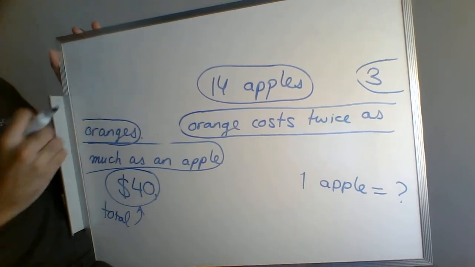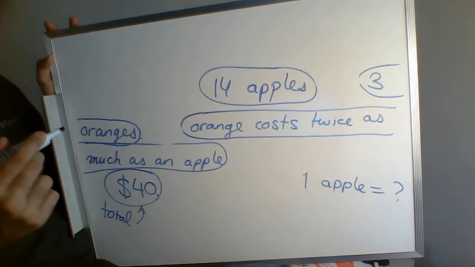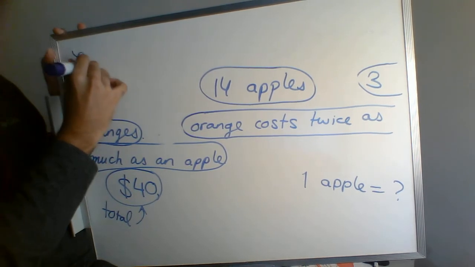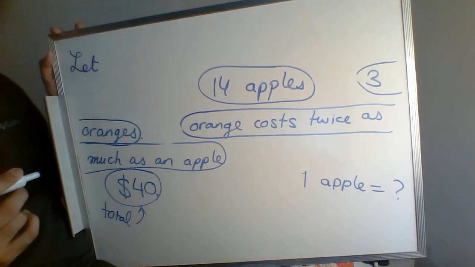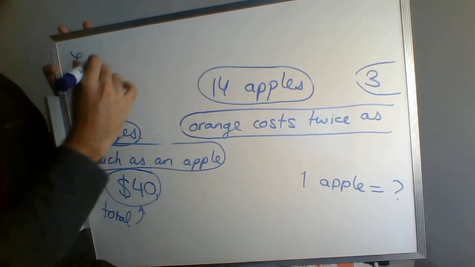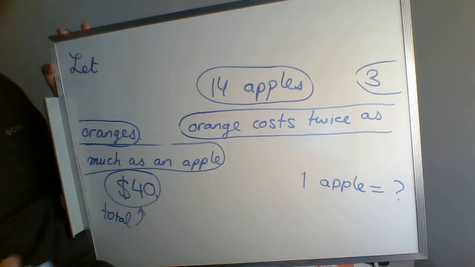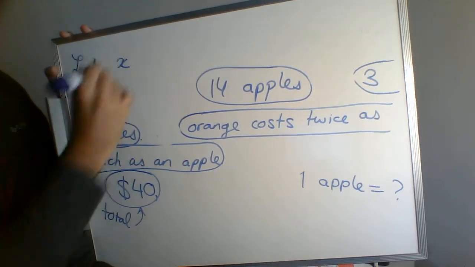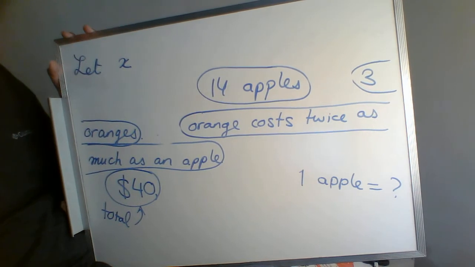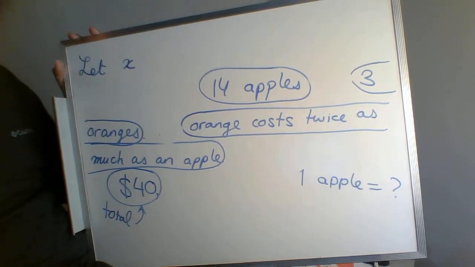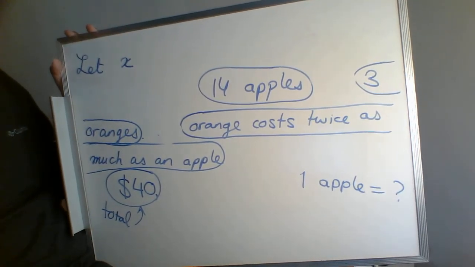So a let statement is always going to start with the word let, L-E-T, and you choose what you're going to call your variable. Since we've been using x, I'm going to use x, but you could use whatever you want. You could use a different letter, maybe A for apple, something like that.